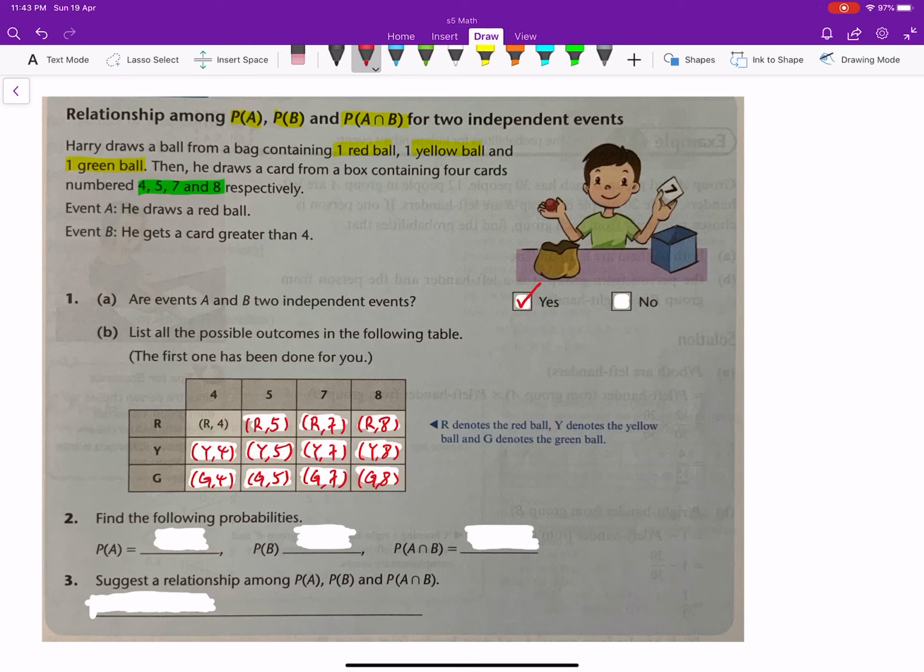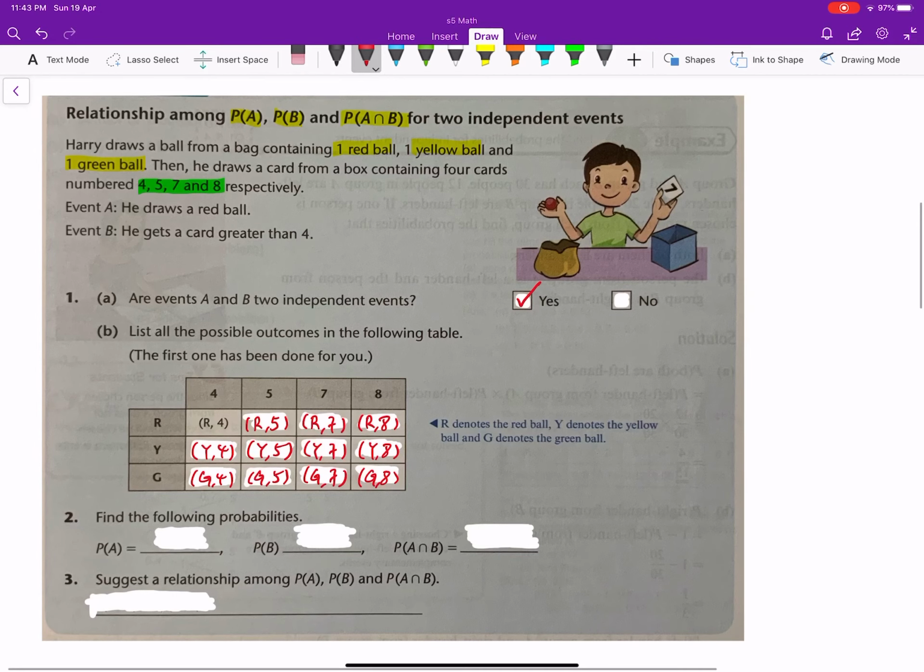Then now we try to find the following probabilities. P(A) means what's the probability of getting a red ball. So here you get 12 total possible outcomes, right? How many of them are getting the red ball? You can see 1, 2, 3, and 4, right? So you will get 4 of them. And if you simplify the answer, you will get 1/3.